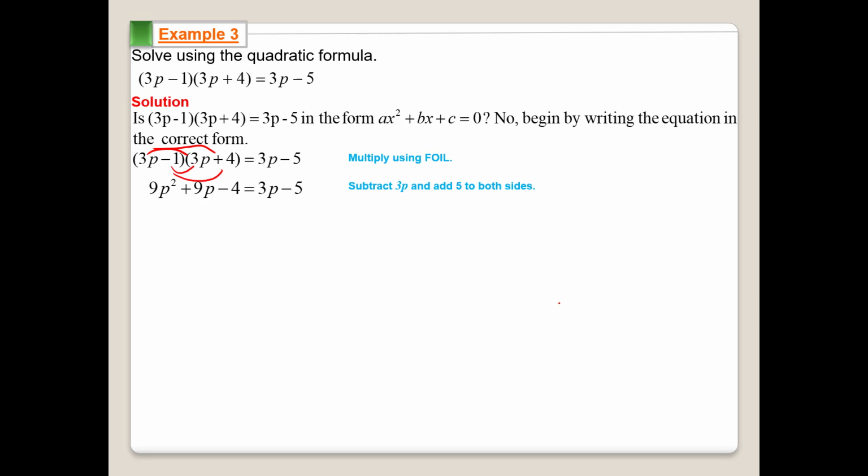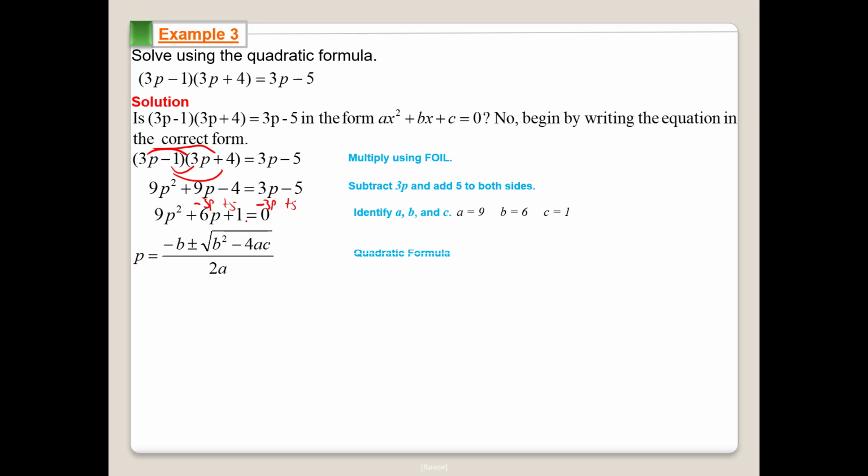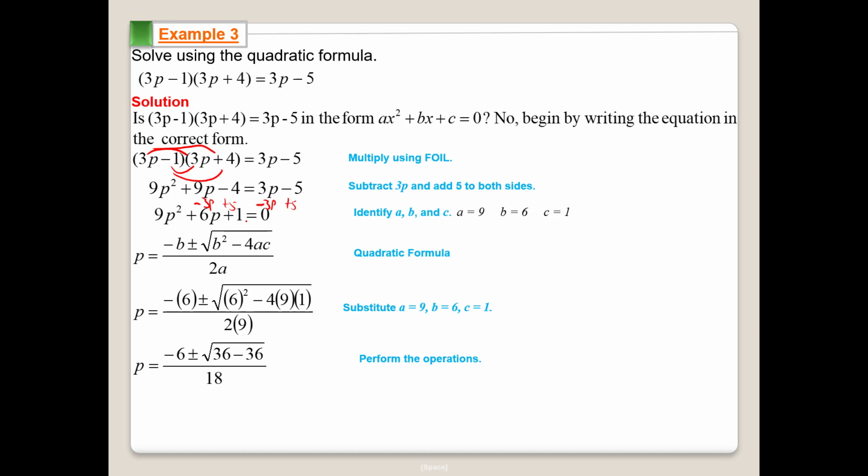Subtract 3p, add 5 to both sides. And we're left with 9p squared plus 6p plus 1 equals 0. So now we can identify our a, b, and c, since we got it down to equal 0, and then we use the quadratic formula and plug in our values. So our a is 9, b is 6, and c is 1. We plug those in, and then we perform the operations.